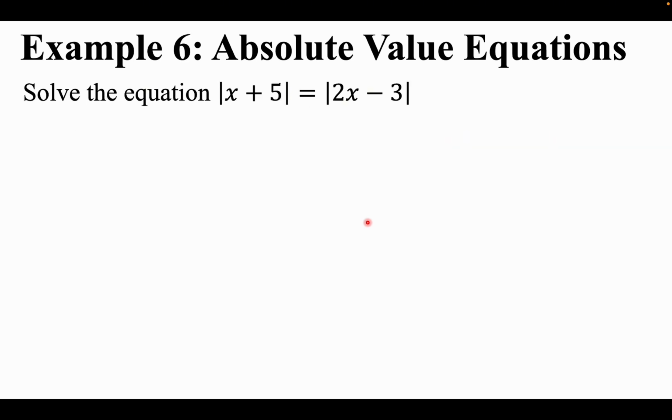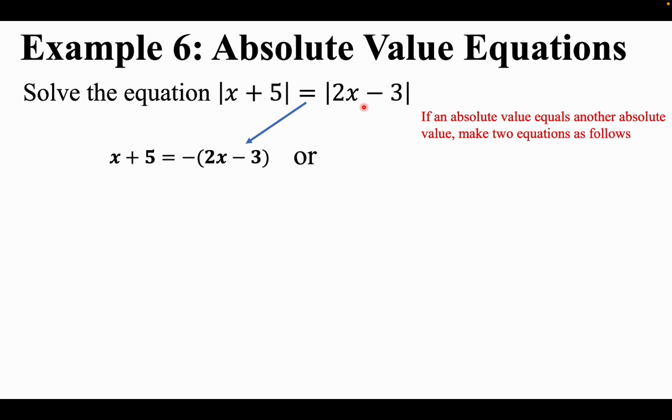The next one is, well, what if you have absolute value equal to another absolute value? Well, it works the same way. In this case, you're going to take what's inside the absolute value here and set it equal to the negative of that here. And then also take this, set it equal to the positive of that, as you can see. The other way should work as well. You can take the 2x minus 3 equal to the negative of this, and then 2x minus 3 equal to the positive of that. They should both give you the same answer.